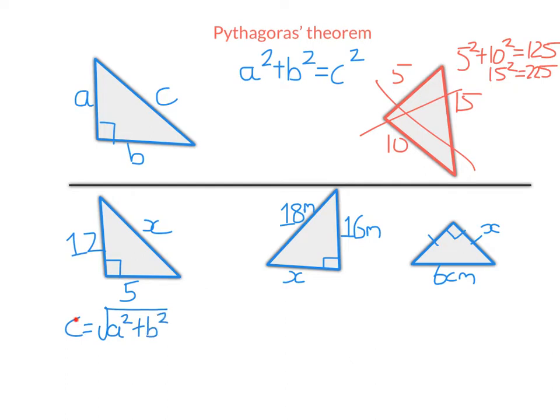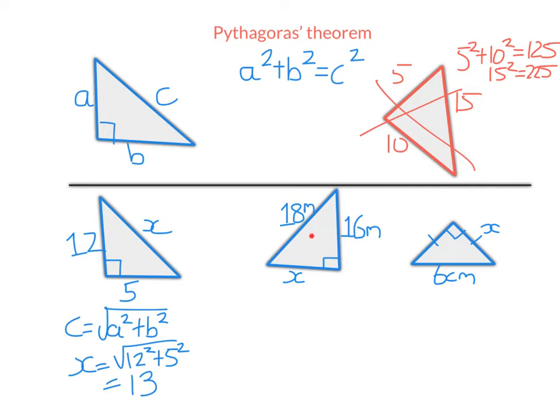C is the longer side. In this case, C is like x. The longer side's x. So x is just going to be the square root of 12 squared plus 5 squared. Put that on your calculator, it will be 13, because 5 squared plus 12 squared equals 13 squared.